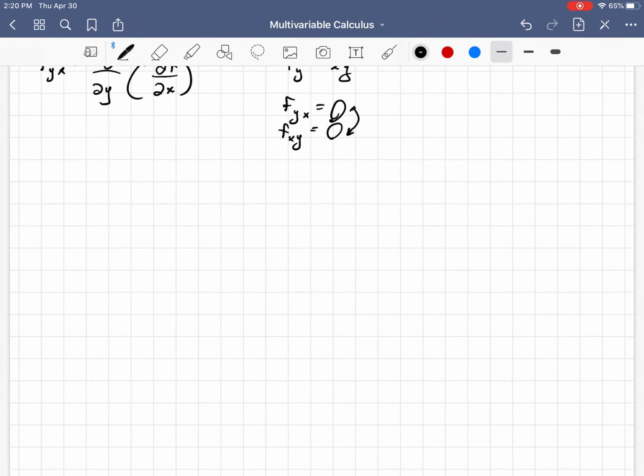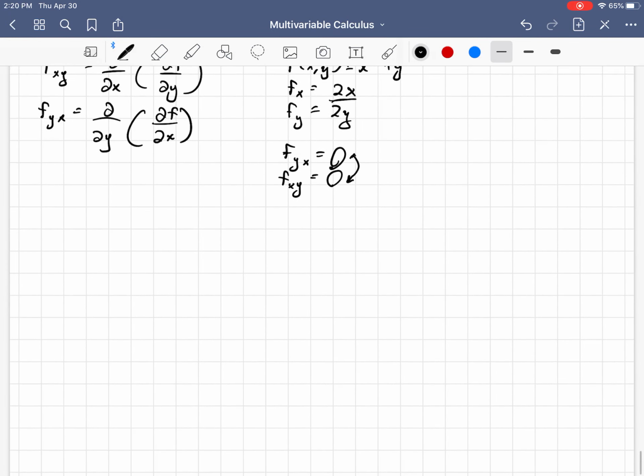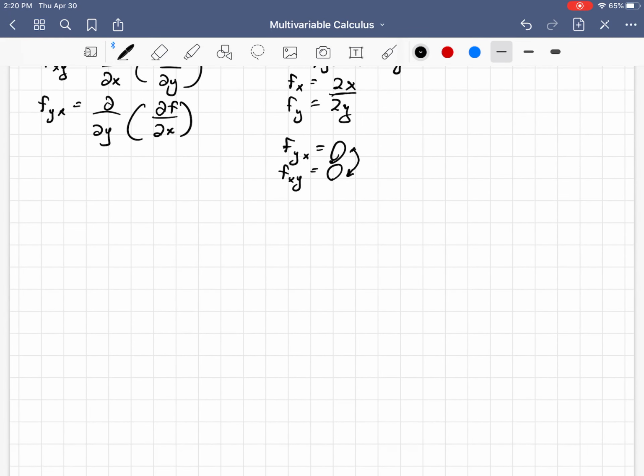And we can actually generalize Clairaut's theorem. For example, it doesn't just stop at the second partial derivatives. For example, given the same initial conditions as with the second partial derivatives, we could also claim that f sub xxy equals f sub xyx equals f sub yxx.